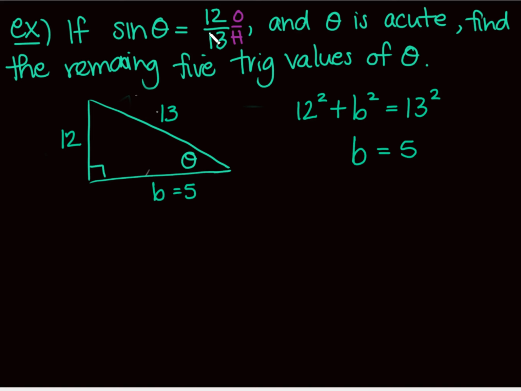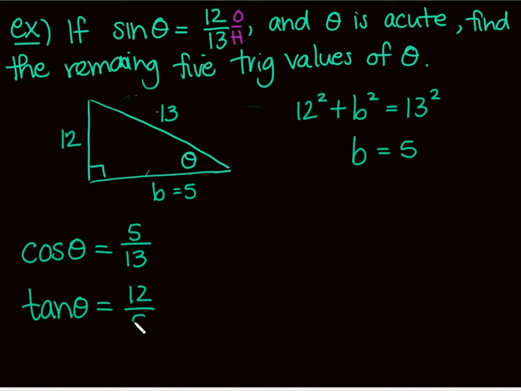We're cooking with gas. So I know sine, I need the remaining 5 trig values. So cosine of theta then, what's my adjacent? It's 5. My hypotenuse is 13. Tangent of theta, if I look at where my theta is, opposite over adjacent, so that'd be 12/5. Okay. Secant of theta, I guess I should have done cosecant, but secant of theta, I see it right here, it's just 13/5. Cosecant is 1 over sine.